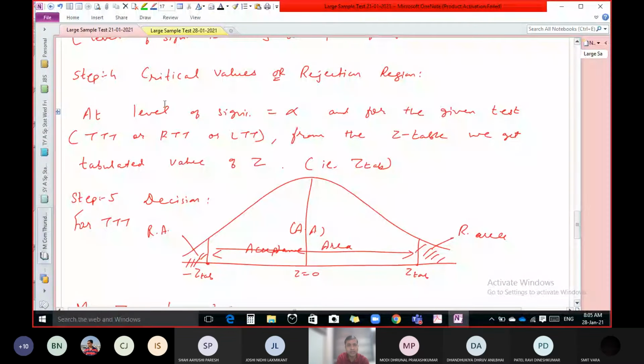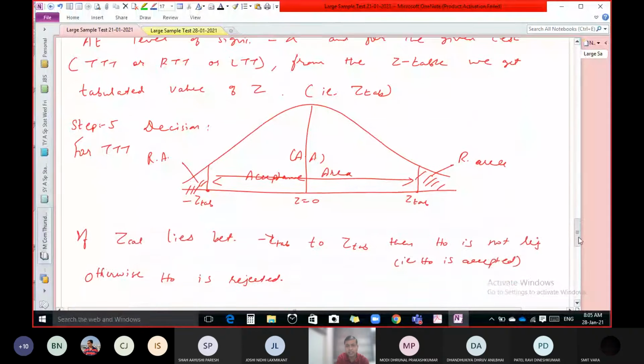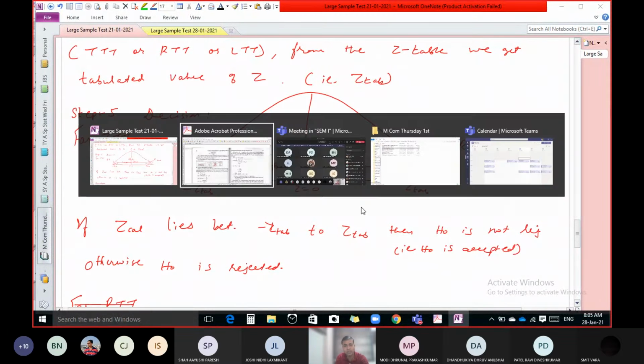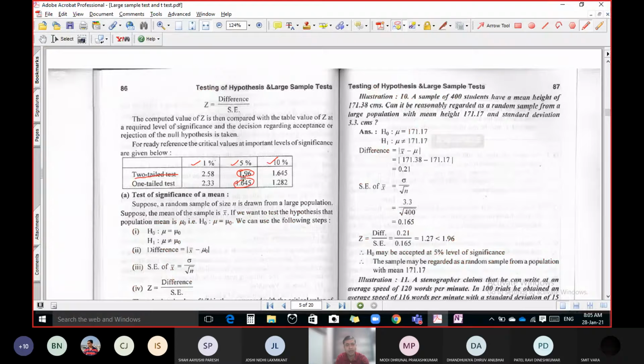And once we get that value, it is our critical value, and then we have to take a decision according to this rule. For a two-tailed test, if your Z-cal lies between Z-tab, which means there are two values of Z-tab, one positive and one negative. So if alpha is 5% and a two-tailed test is given, then one value is minus 1.96 and another is plus 1.96. If your Z-cal lies between minus 1.96 and plus 1.96, then we can say that our H0 is accepted, or the better word is not rejected. If it is beyond that limit, then it is rejected.